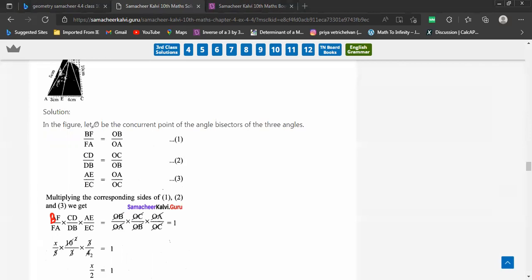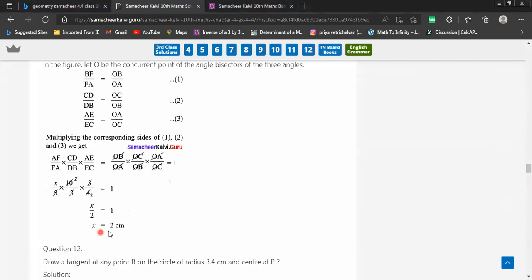BF is X and FA is 5. CD, DB, EC, these values are already given in the question. They gave all the values except BF. So just assume BF as X and simplify this. You'll get the answer X as 2 centimeters. That's all about this question.